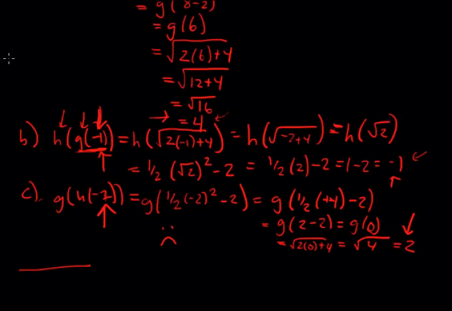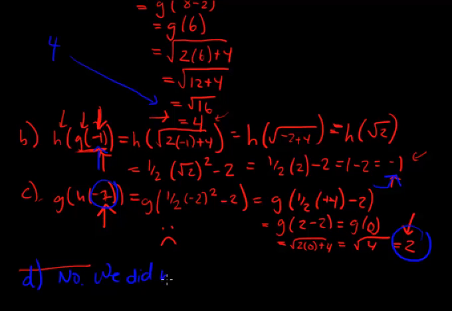So part D. Part D is asking, did you get the same output as your original input in all the problems? So we did for part A. The input for part A was 4, and the output was 4. Part B, the input was -1, the output was -1. Part C, the input was -2, but the output was +2. So D, did we get the same output? No, we did not. We did for 2 of them, but not for part C.